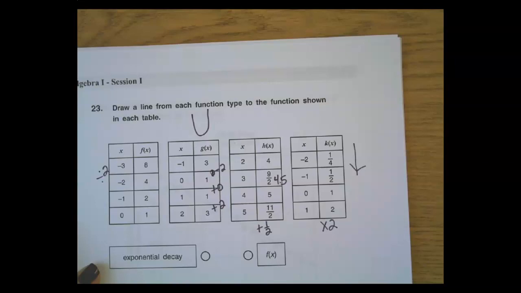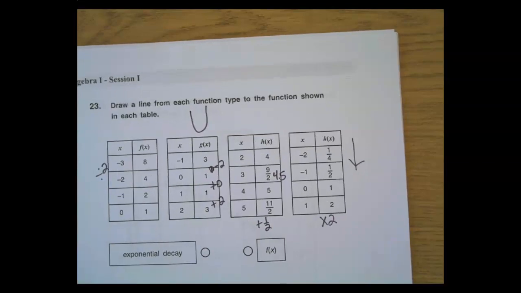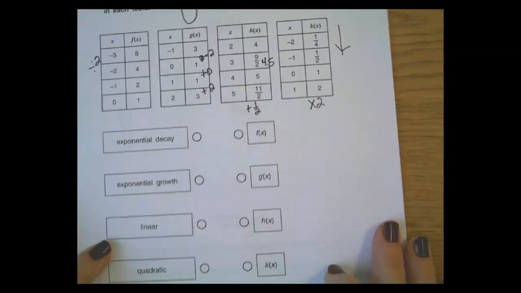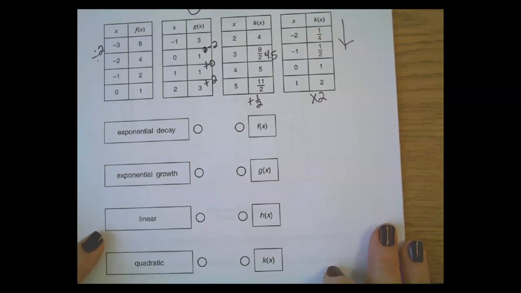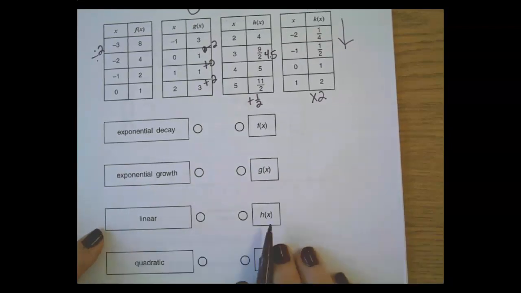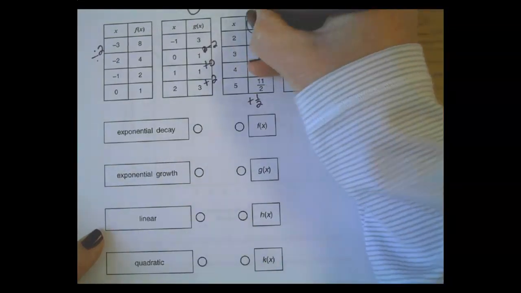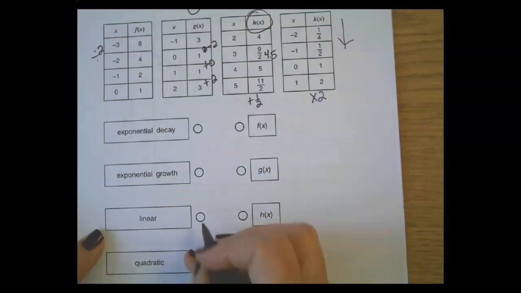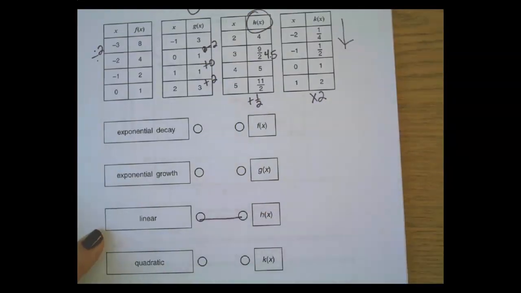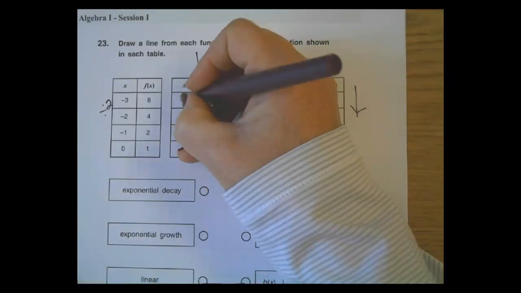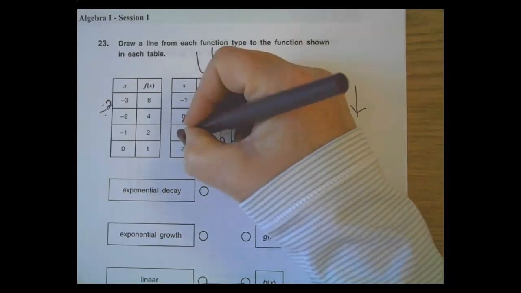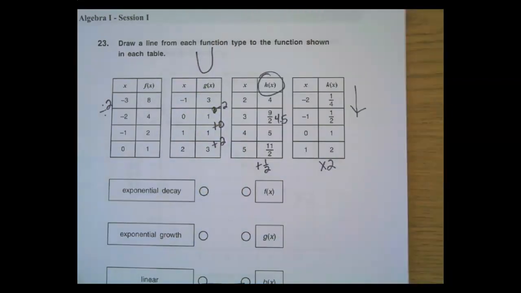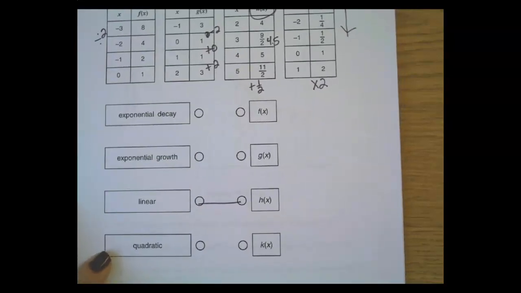Let's see here. Which one do I want to start with? Repeated adding is linear. So which one? I'm trying to think of what we know the best. So linear, and this one was repeated adding, which was h of x. So that's this one. So this goes here. Quadratic, like I said, if you would graph these as ordered pairs, say graph -1, 3, 0, 1, 1, 1, 2, 3, you can see what that looks like. So that would be quadratic. So that is g of x.